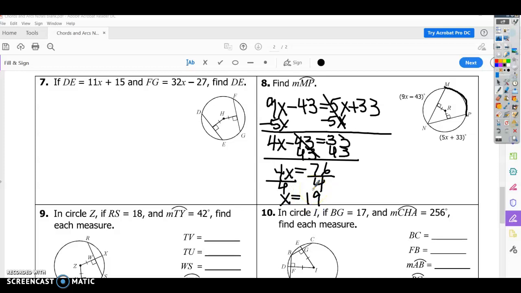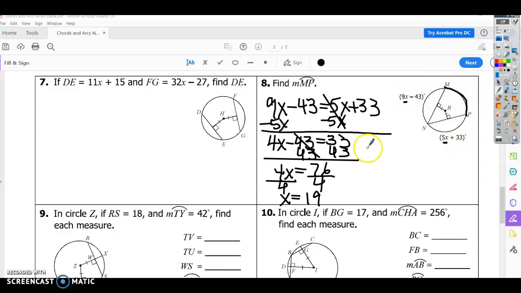All right, so if I have x equals 19, that means I can plug that in for x here and here. These two should be congruent, so they should be the same. But then if I have these two, I have one more arc, and together all three of those equal 360. So I can't find this alone, but if I can find these, then I can find the third one.